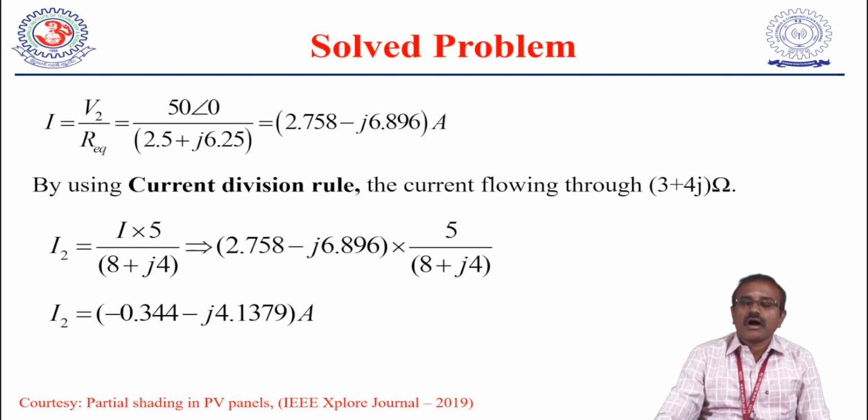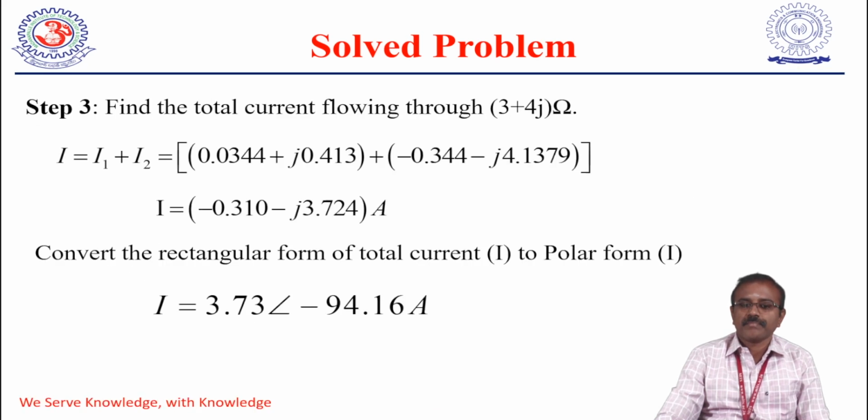Now according to the superposition theorem, our ultimate aim is to find the current for the particular resistance, that is 3 plus 4J ohms. Next, how to find? The total current I is equal to I1 plus I2. Whatever answers we found previously, we have to add: 0.0344 plus J4.413 plus minus 0.344 minus J4.1379. So collectively we are getting the I value. This is our total current flowing through the particular resistance plus inductance.